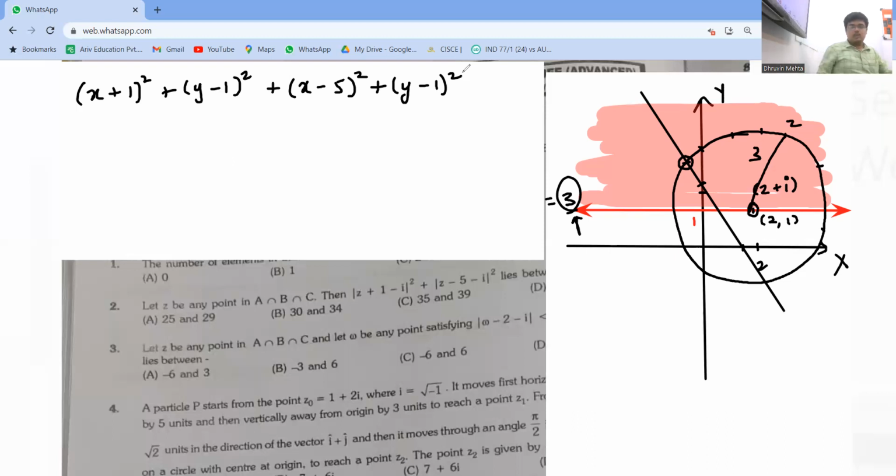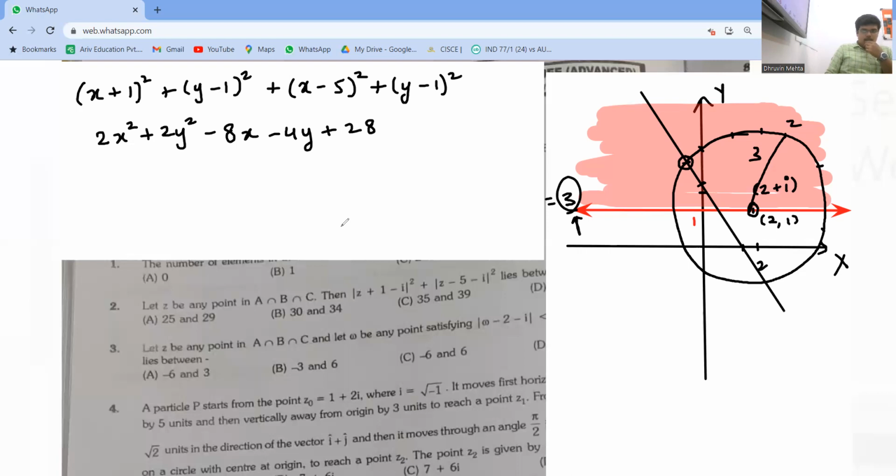So are you guys getting 2x squared plus 2y squared? This will be 2x minus 10x, which is minus 8x. This will be minus 2y minus 2y, which is minus 4y, plus 1 plus 1 plus 1, so that's 3, and 25, plus 28. Are you getting this? Okay, now we have to find its minimum and maximum value, because we basically have to find between what values this lies.